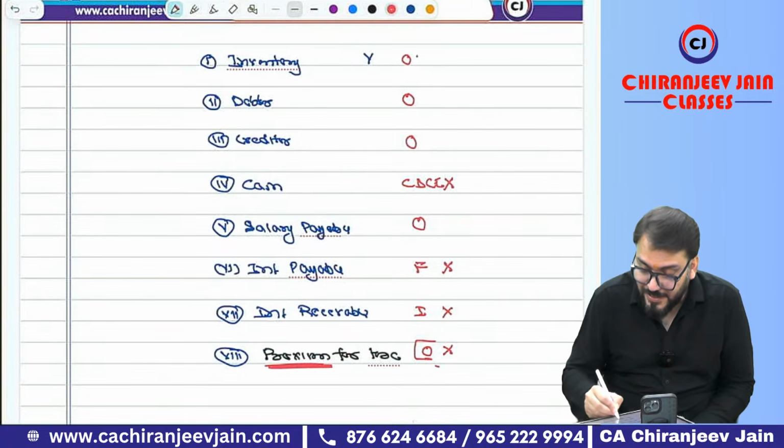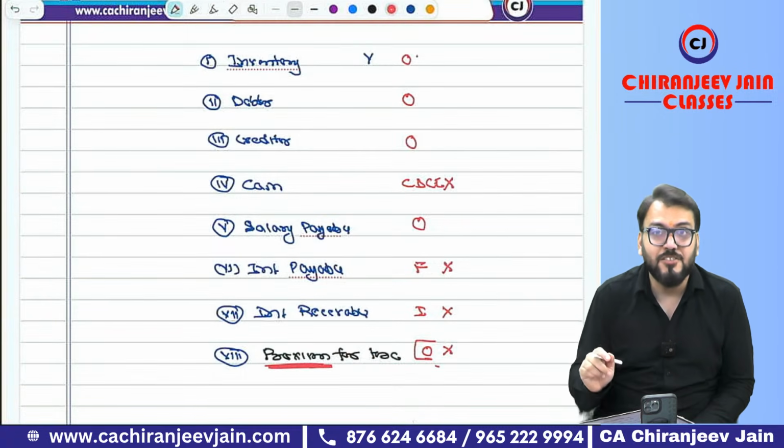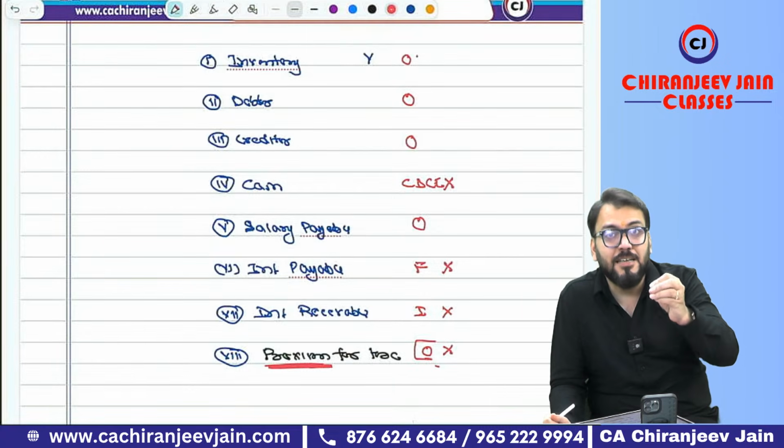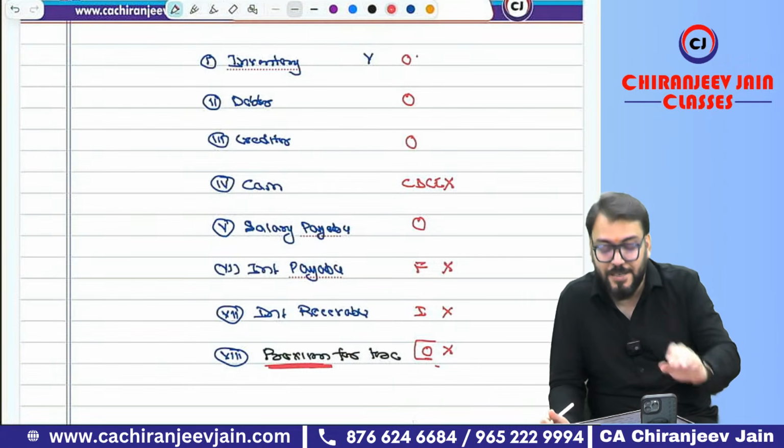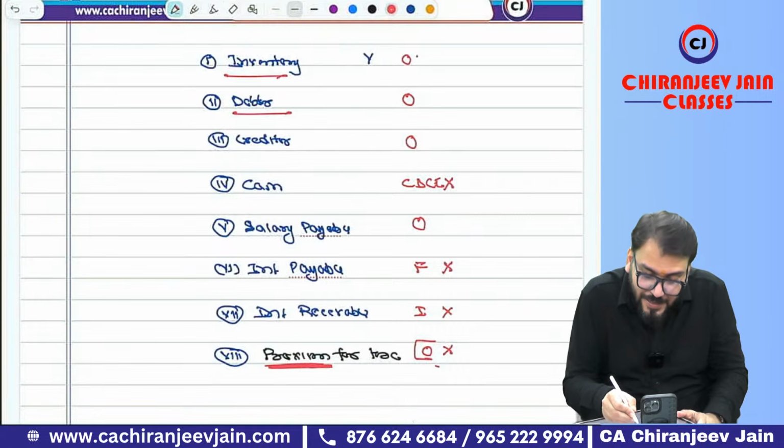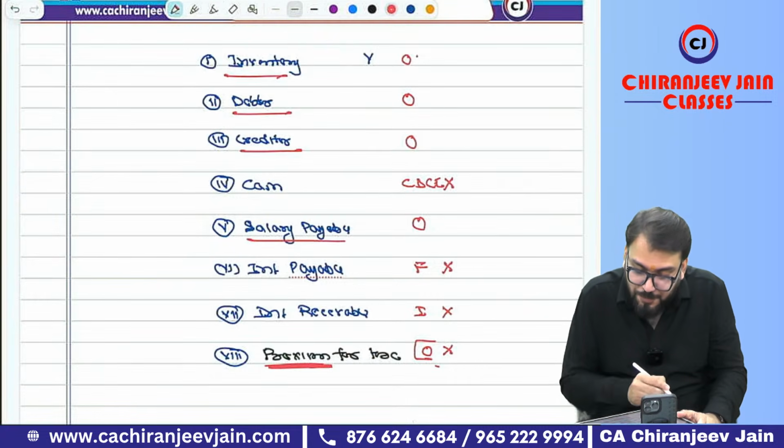So provision for tax, even though operating, will not be considered because in the cash flow statement, income tax paid is always shown separately. So only inventory, debtor, creditor, salary payable will come.